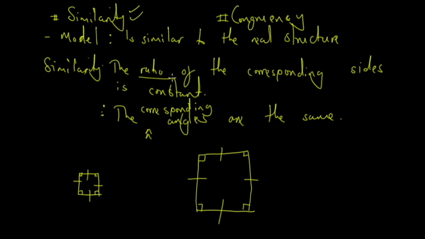It's not the ratio now that we are investigating. No, the lengths are exactly the same, and also the corresponding angles, they're exactly the same. Okay, so congruence is a type of similarity where the sides are exactly identical.